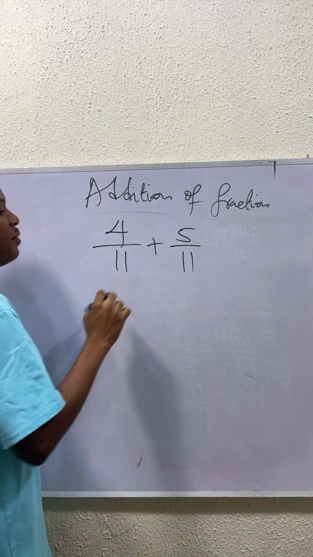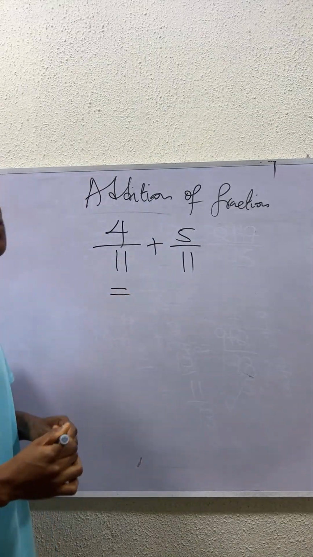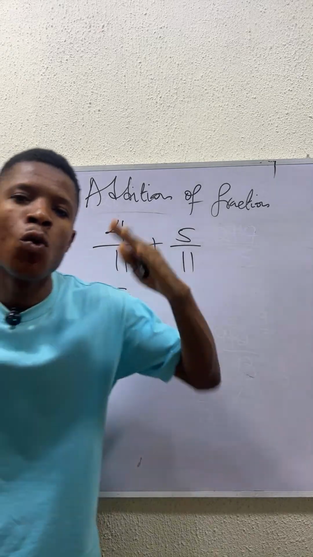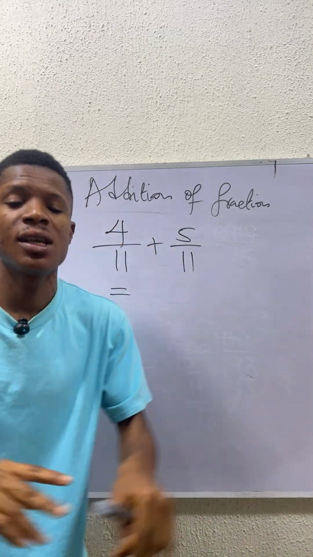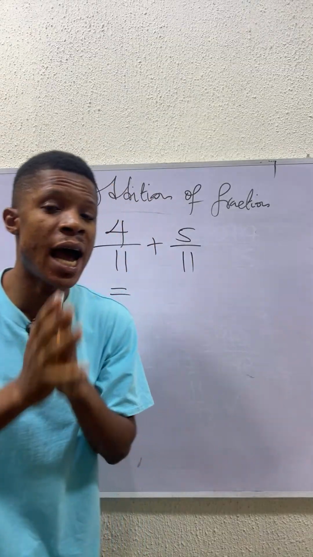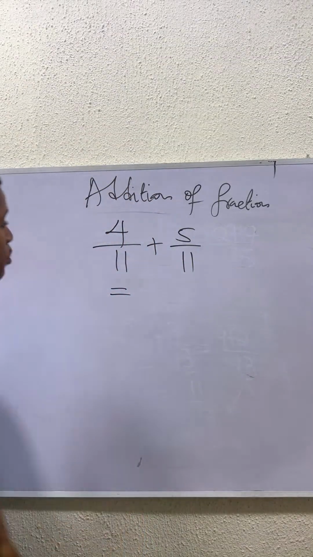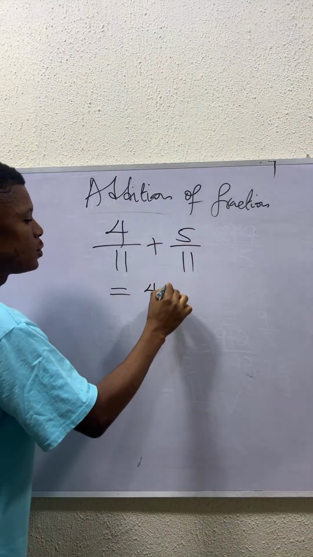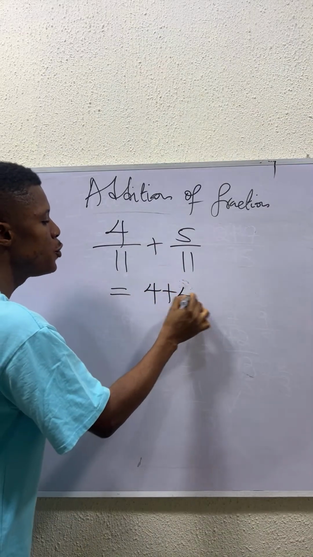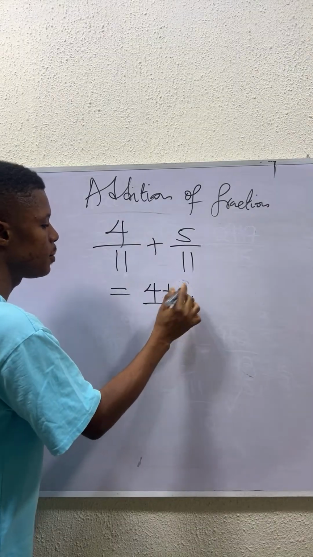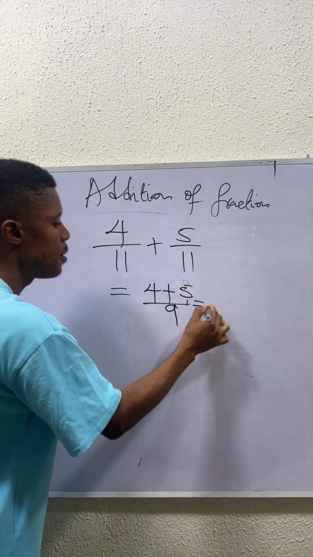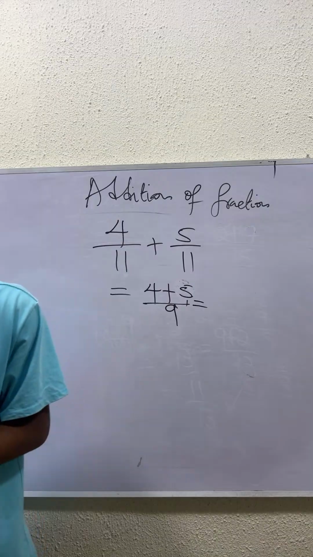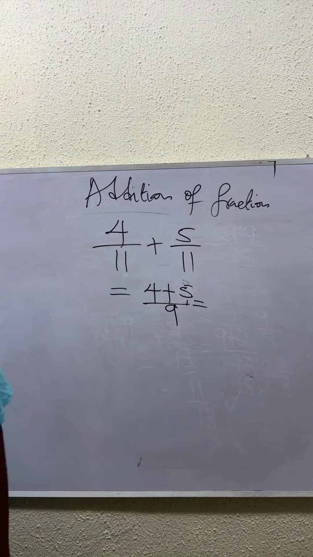So what do you have? Whenever you are adding two fractions and you notice that the fractions have the same denominator, the number at the bottom, it is simple. All you have to do is add their numerators. This is 4 plus 5. So what is 4 plus 5?